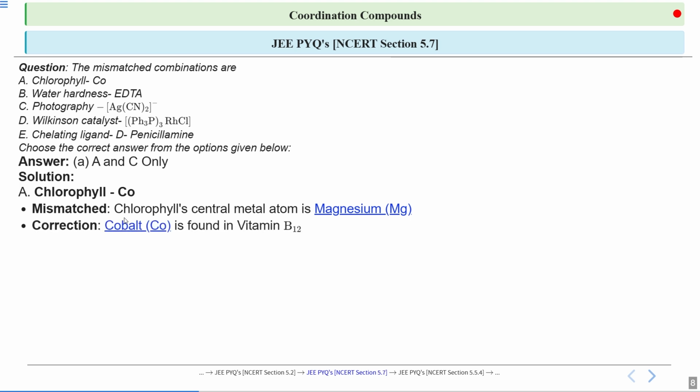The correction should be that cobalt is found in vitamin B12. Basically, cobalt should be matched with vitamin B12, and in chlorophyll the central metal atom is actually magnesium. So this is one mismatch combination, that is A.